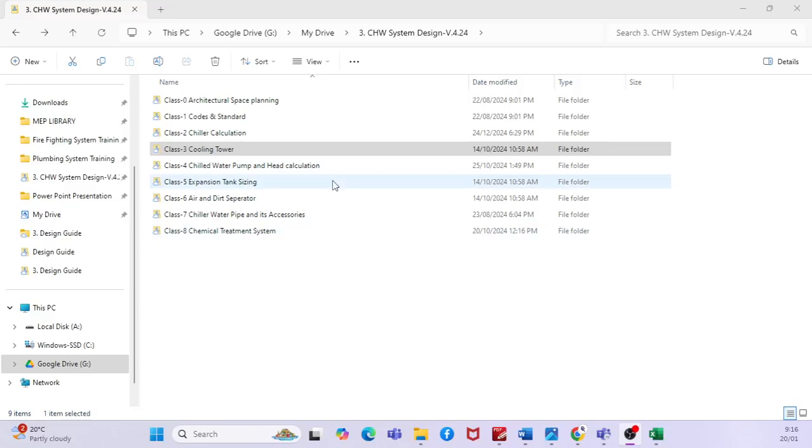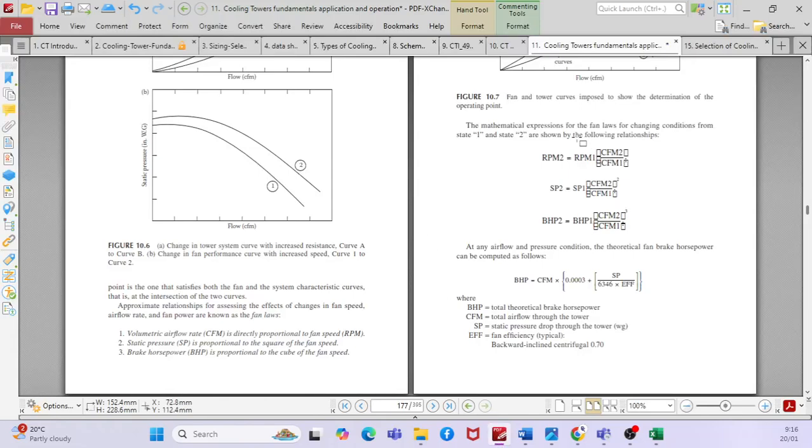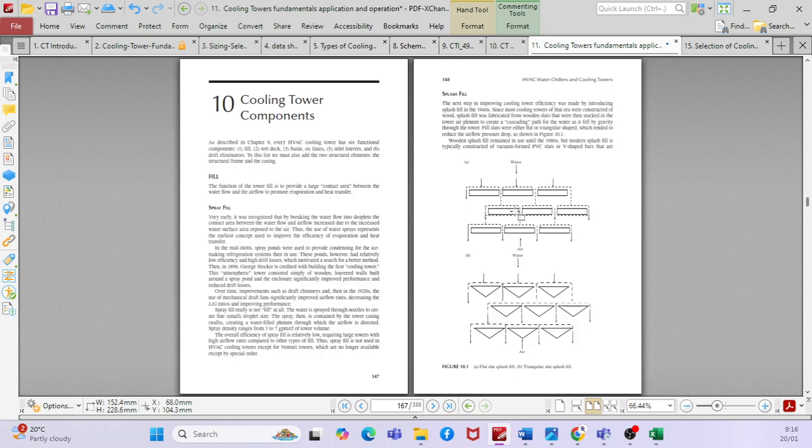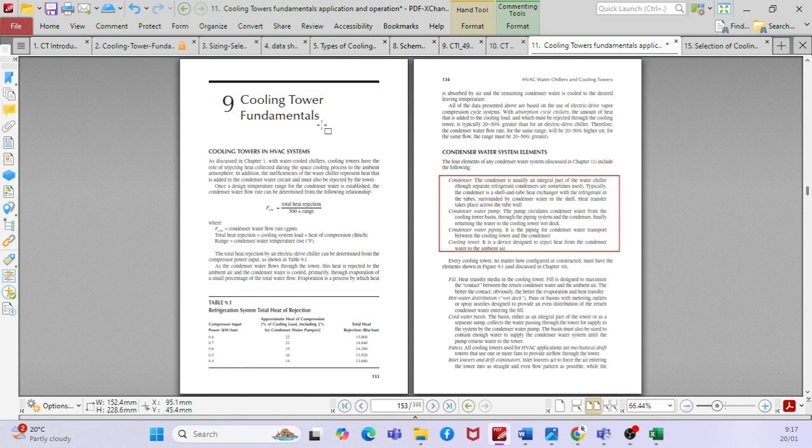Today we will discuss cooling tower calculation. Before that, we will just see the basics. If you go through my folder, there is a codes and standards, calculation and design guide. Inside the design guide, I have a lot of documents. If you go through one of the documents, you will find cooling tower fundamental.